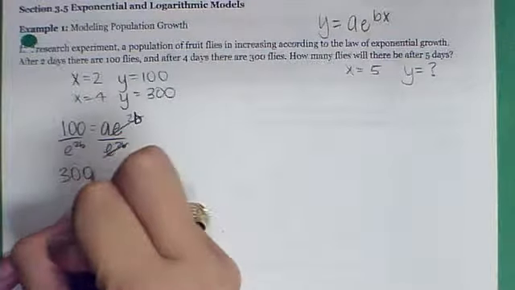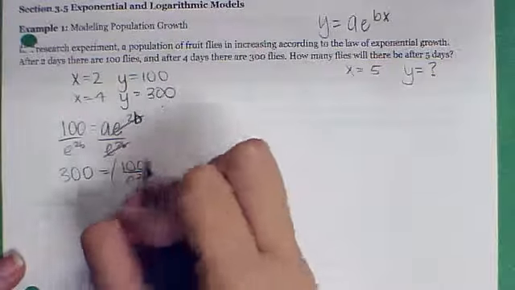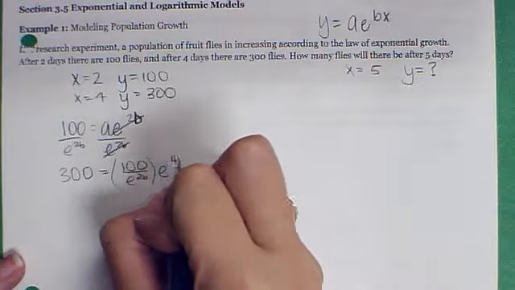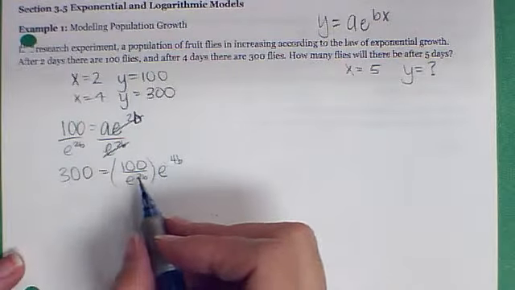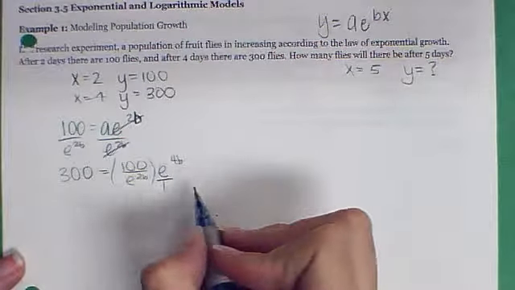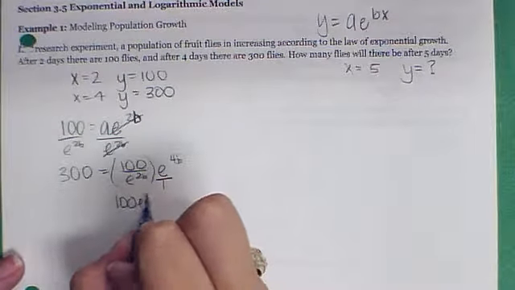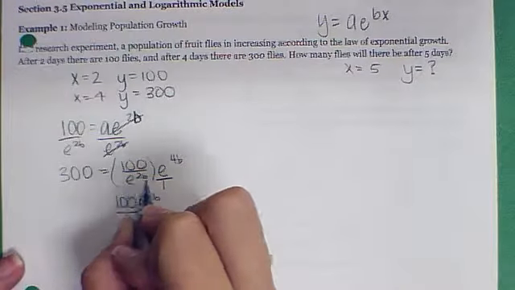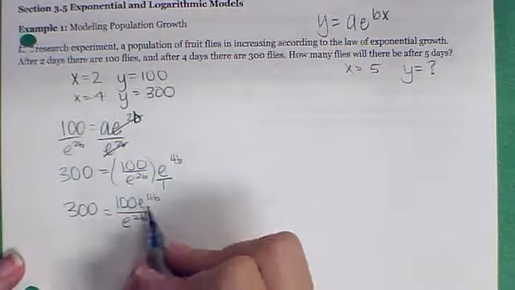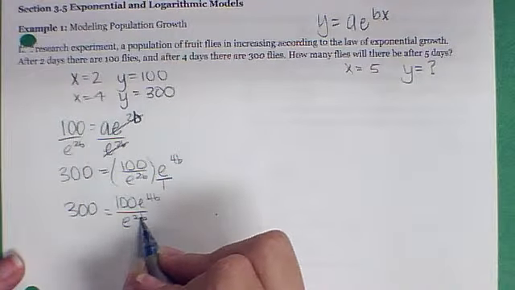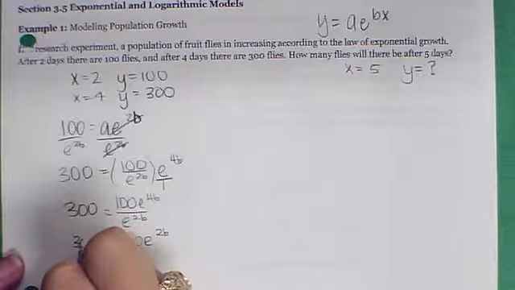So I'll have 300 equals 100 over e to the 2b, because that's what a is, times e to the 4b, because 4 is our new x value. Now, I want to simplify. I can get everything in terms of b. So I'm going to put this over 1, so that I can multiply straight across. 100 times e to the 4b is 100 e to the 4b. E to the 2b times 1 is e to the 2b. That's all equal to 300 still. Right here I can reduce this by doing 4b minus 2b, which is 2b. So I have 100 e to the 2b equals 300.